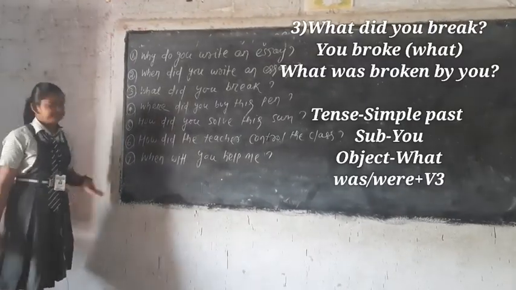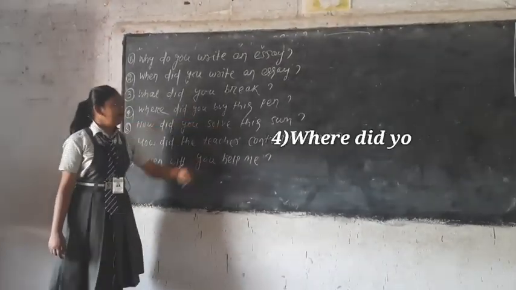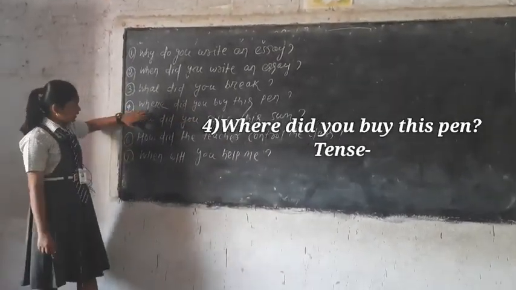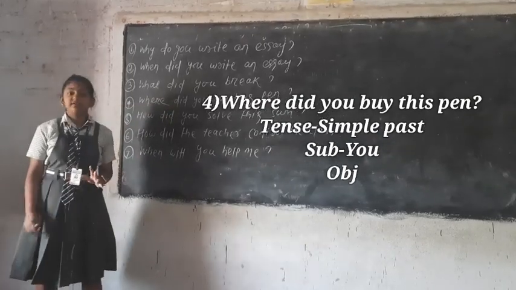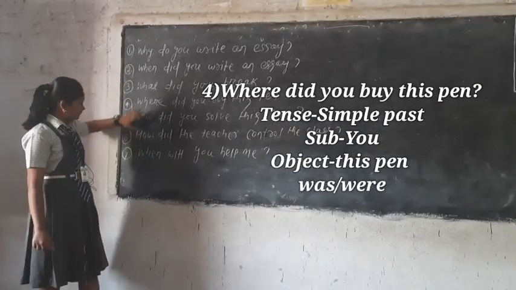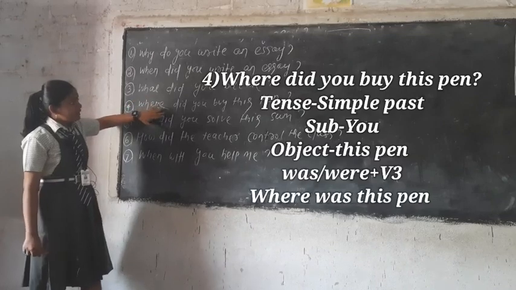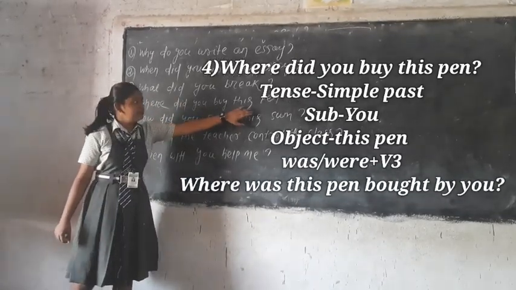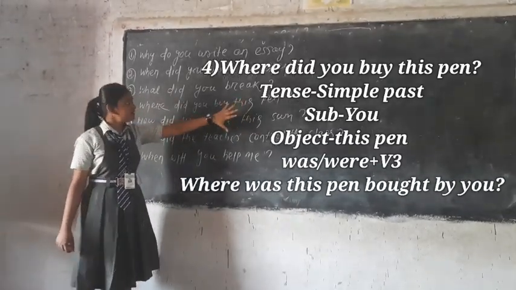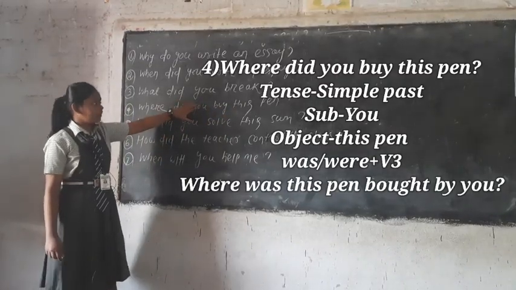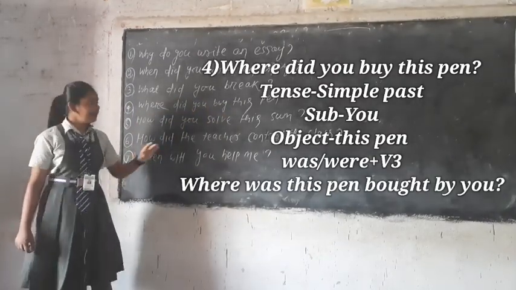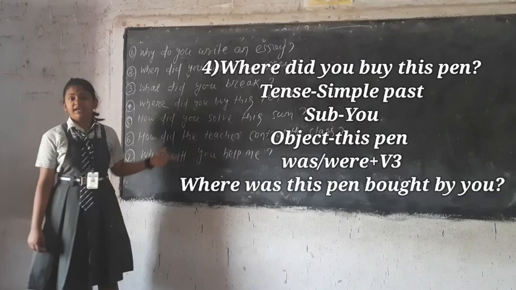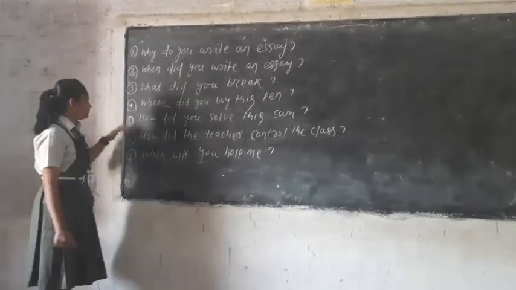Question number 4. Where did you buy this pen? So this sentence is also in the simple past tense. Where was this pen? This pen is the object. So where was this pen bought? Bought, verb 3 form of buy, bought, by you, by agent, that is by you.